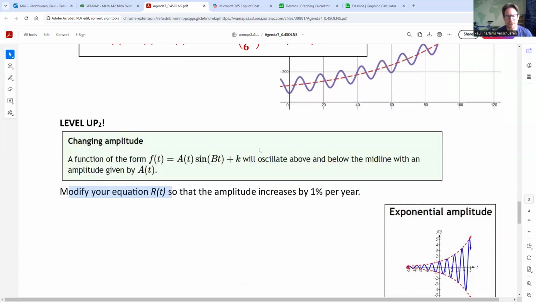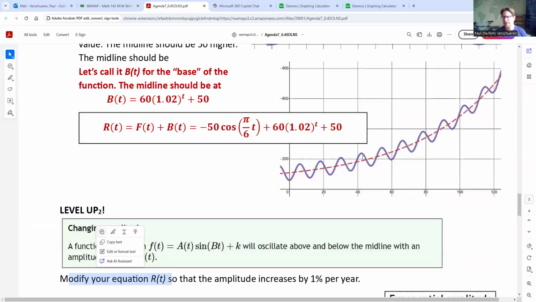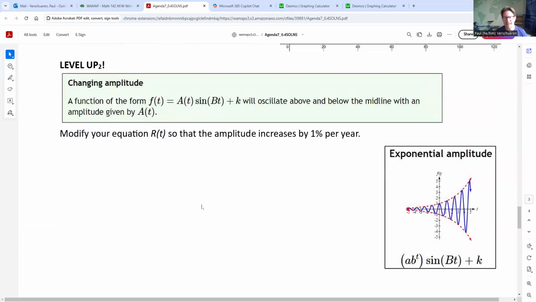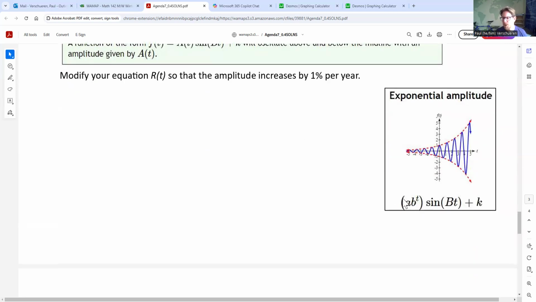I basically made it simpler and said just modify your equation so that the amplitude increases by 1% per year. So if you look at this last graph, the amplitude stays the same. It's always plus and minus 50, plus and minus 50. But the reality is if you have larger populations, there's probably a larger amount of fluctuation as well. So adding on this additional piece that the amplitude is increasing is a pretty simple add. You'll notice that if you multiply an exponential equation by a trigonometric or sinusoidal equation, then that will have that effect.